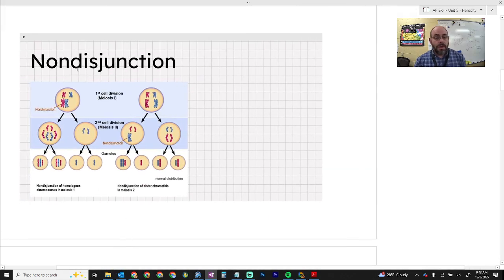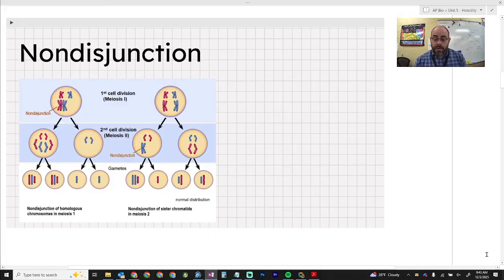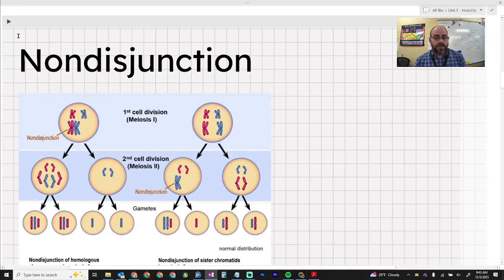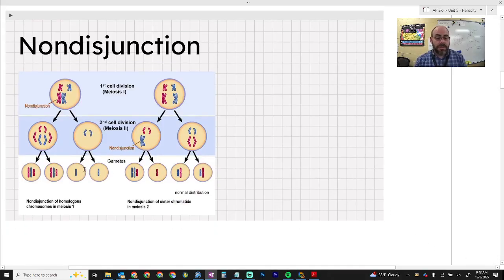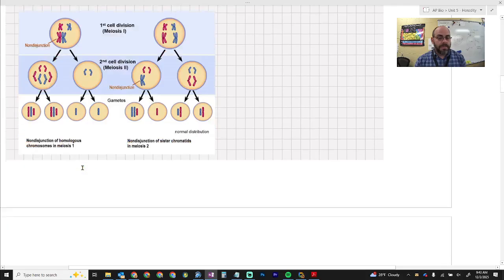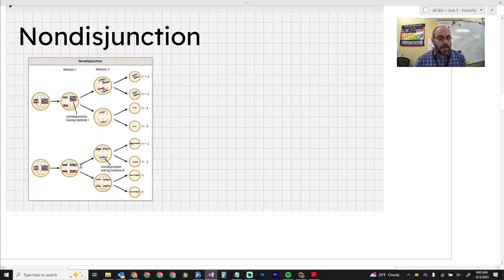Nondisjunction doesn't prohibit fertilization, so you can have fertilization with nondisjunction. You just have an individual that has too few or too many chromosomes. Trisomy 21 is a great example of this. Down syndrome. There are other examples of this as well. This shows what I was just talking about. You can look at this. Pause the video if you need to. I'm not going to explain it.